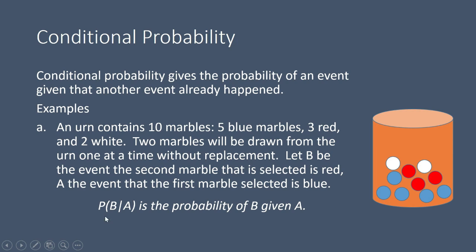The probability of B given A, that is how you read this, the probability of B given A. So if we were to put that in words, this is the probability that the second marble that is selected is a red marble, given that the first marble that was selected was blue. And this selection is done in such a way that there is no replacement. You draw one, you keep it, and then you don't return it back to the urn. And then you draw another marble.